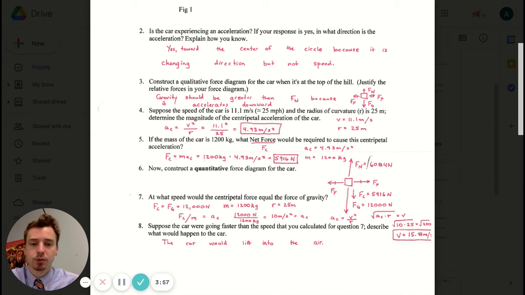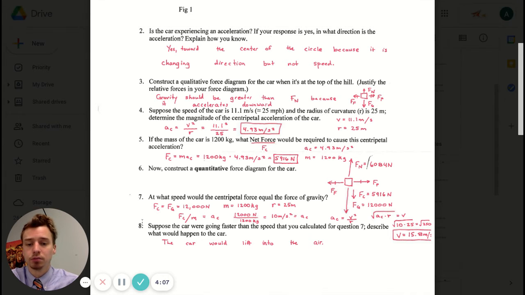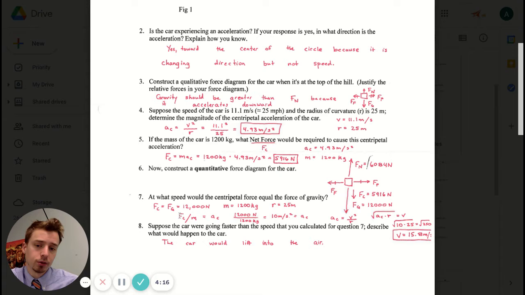So 7, at what speed would then centripetal force equal the force of gravity? In this case, it would be force centripetal equals force gravity, so that's equal to 12,000. So you just plug your numbers in here, rearrange that equation. Force centripetal equals mass times acceleration, divide both sides by mass. So you knew your force centripetal was 12,000, then you divide that by the mass, which is 1,200. You find out that the acceleration centripetal must be 10 meters per second squared.